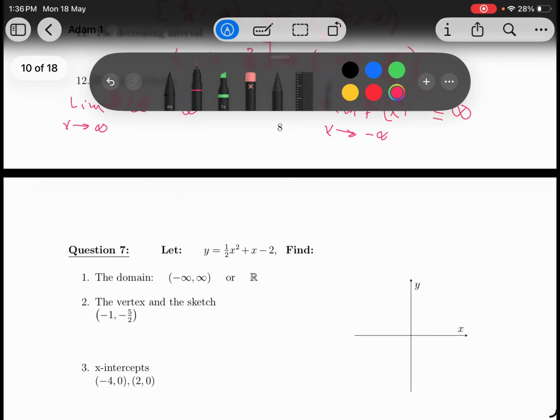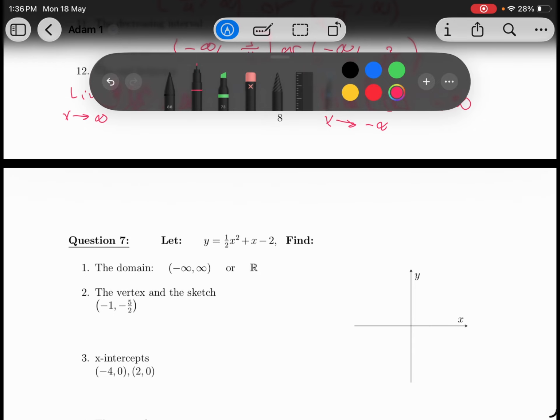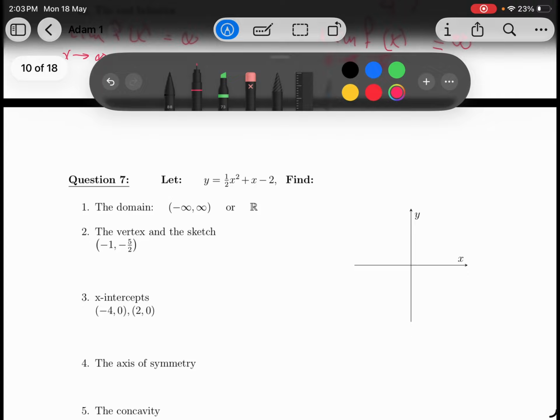And guys, I will move straight forward to this example here. What I have here is 1 over 2 x squared plus x, then minus 2, okay? We will discuss this thoroughly to find all its properties. Okay, students, look at this example here. We have y equals 1 over 2 x squared plus x minus 2, where a equals 1 over 2, b equals 1, and c equals minus 2.